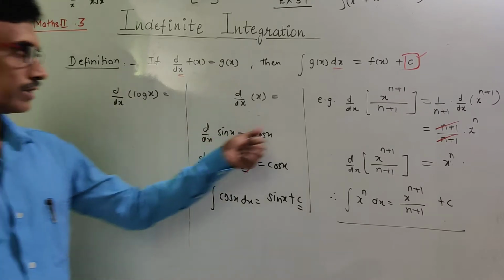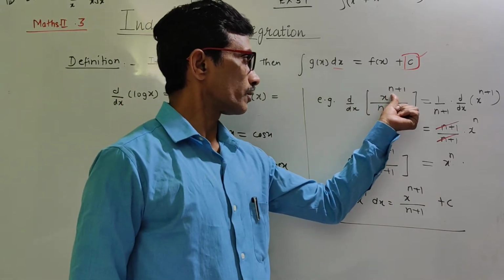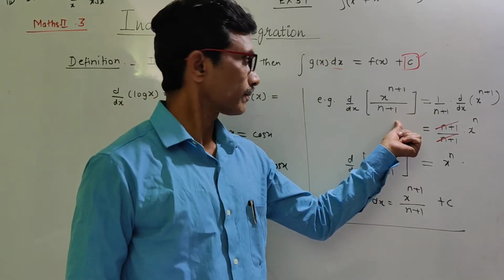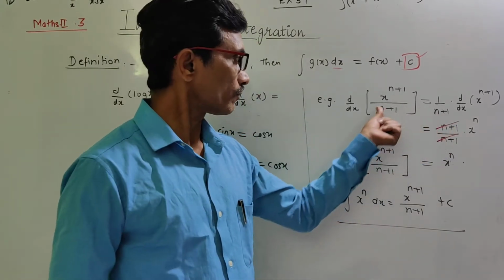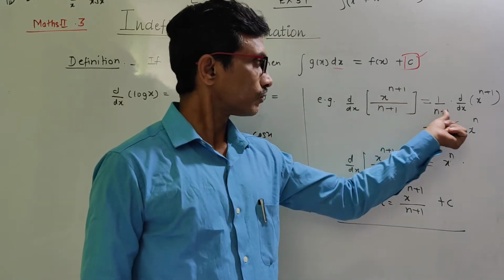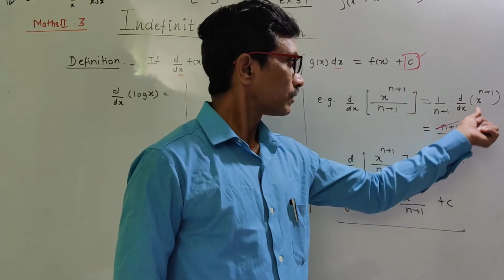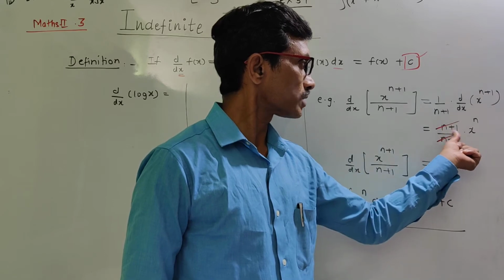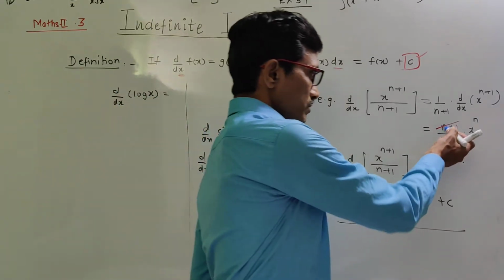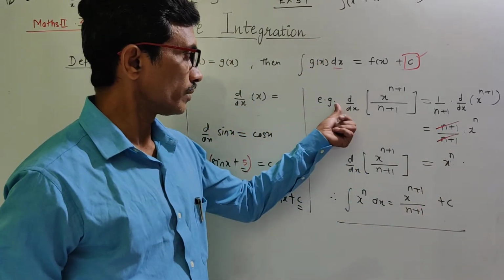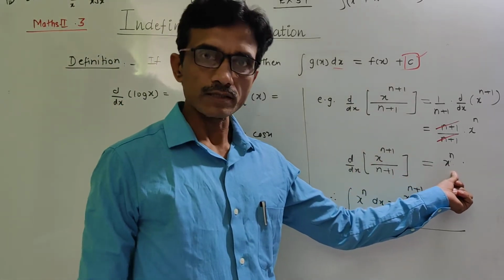Now, for example, let us derive the formulae. We know the derivative of x raised to power n plus 1, where n plus 1 is a constant. As we studied in derivatives, 1 upon n plus 1 is a constant, so we take it outside the derivative. The derivative of x raised to power n plus 1 is n plus 1 times x raised to power n plus 1 minus 1, that is n. Then n plus 1 and n plus 1 cancel, and finally the derivative of x raised to power n plus 1 upon n plus 1 is equal to x raised to power n.